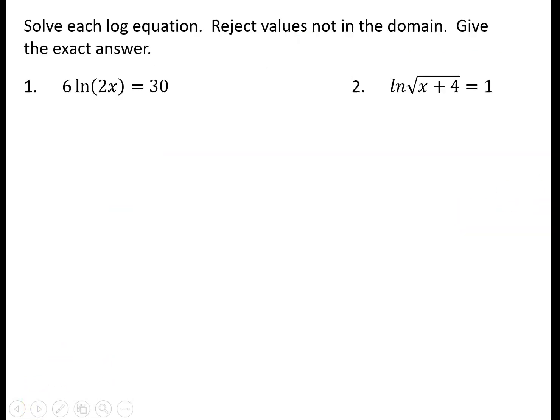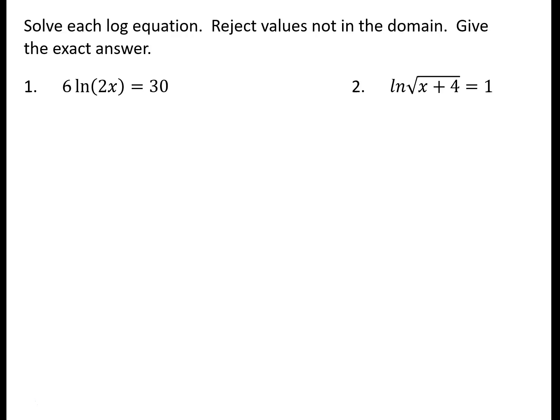Instructions say, solve each log equation, reject values not in the domain, and give the exact answer. And by exact answer, that just means you don't have to turn it into a decimal, just leave it in its exact form. Okay, so look at number 1.